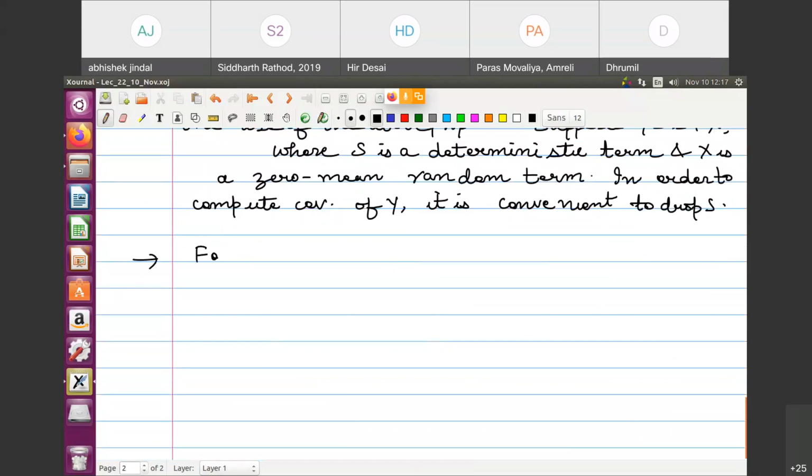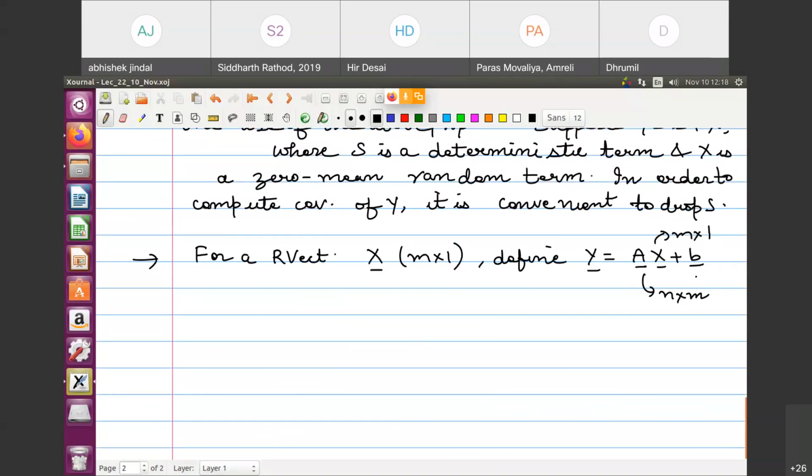So for a random vector x, which is m cross 1, let us define another random vector y, which we obtain as y = Ax + b, where A is a matrix. Suppose this is an n cross m matrix. This x is m cross 1, so this has to be n cross 1, and this will ultimately be n cross 1. So we do a linear transformation, or you can say an affine transformation.